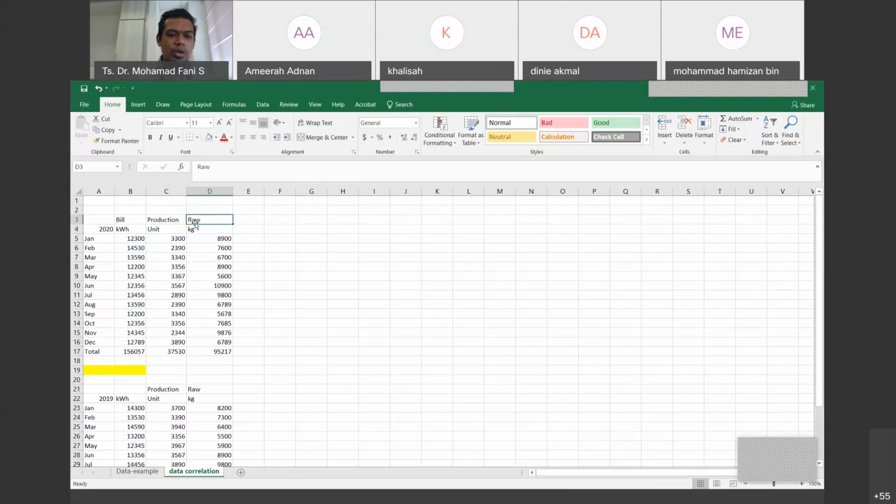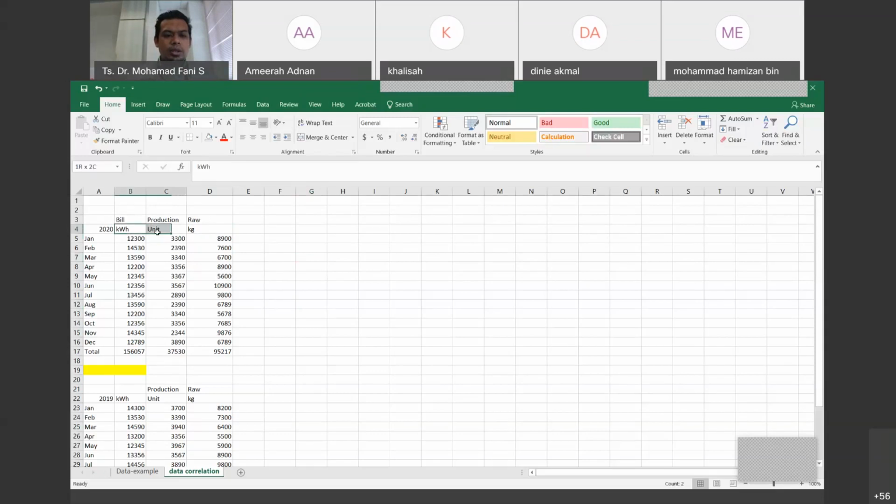So in order to produce the end product, this factory has its own raw material. So they use kilogram as the raw materials. So we want to know which of these variables, for example, production unit or raw material in kg, is very close to, or contributes to, the bill of electricity.